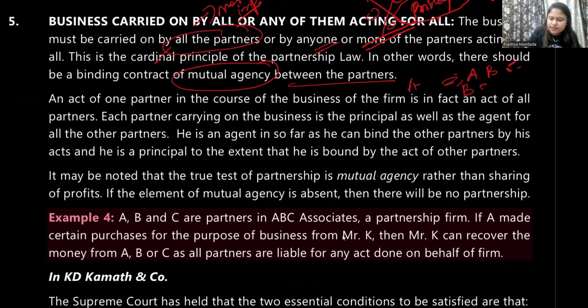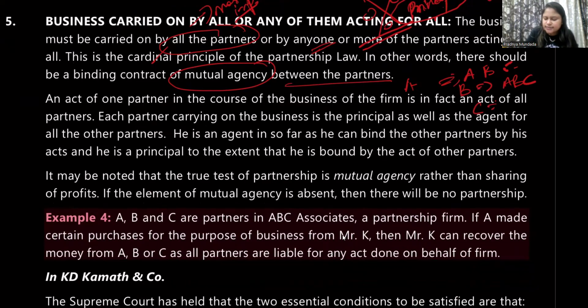If B does something, it is as good as A, B, C have done together. If C does something, it is A, B, C done together. So the act of one partner will automatically bind all the partners. Each partner carrying on the business is a principal as well as the agent for all the other partners. So you're understanding he's playing a double role. One is acting as a principal for himself. Second is acting as an agent for the other partners. He is an agent in so far as he can bind other partners by his act, and he is principal to the extent that he is bound by his own acts.